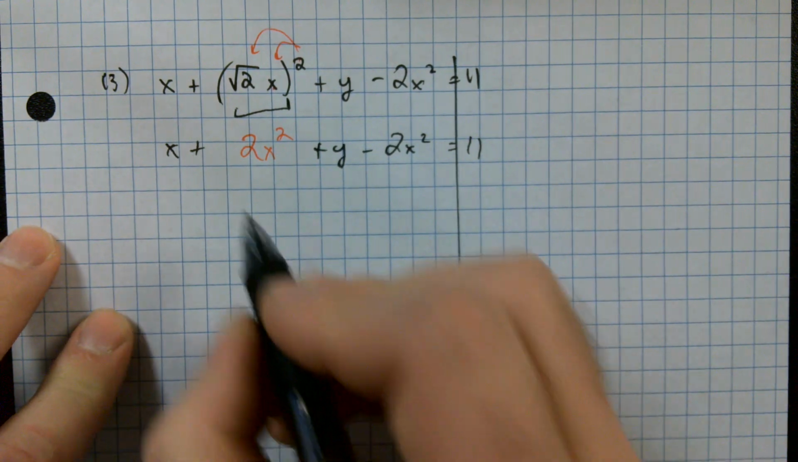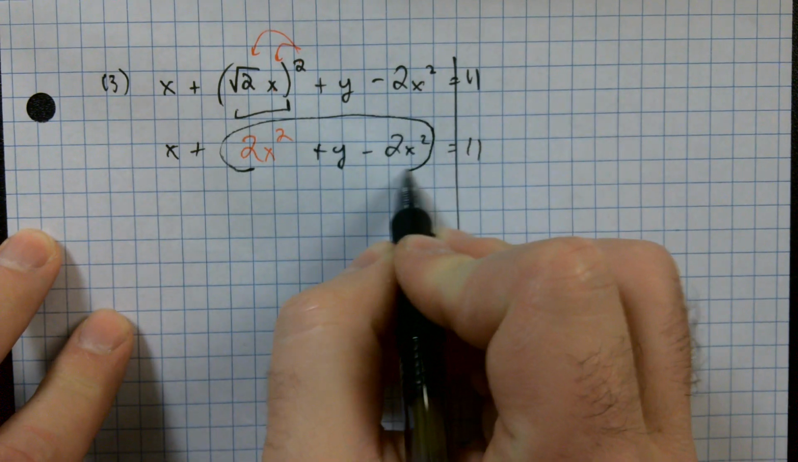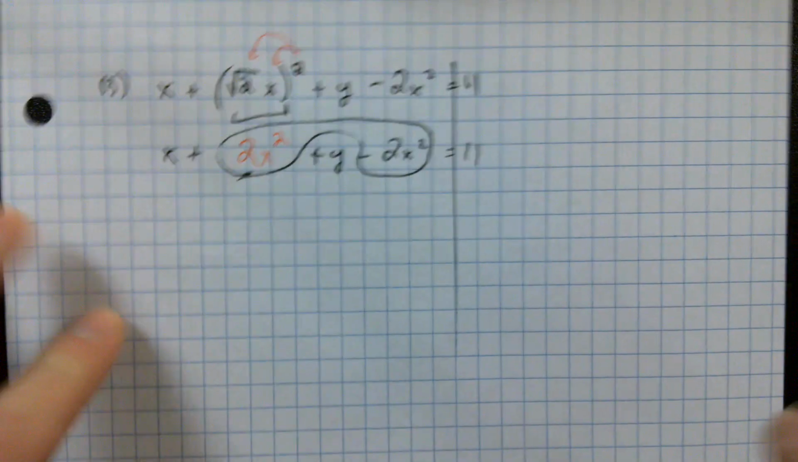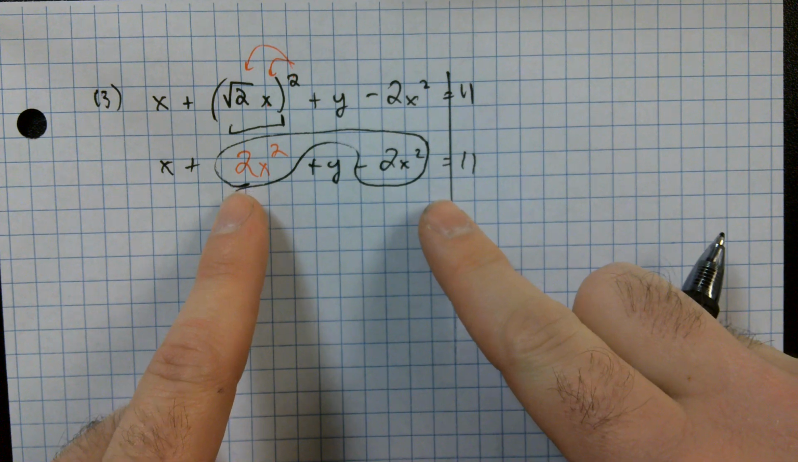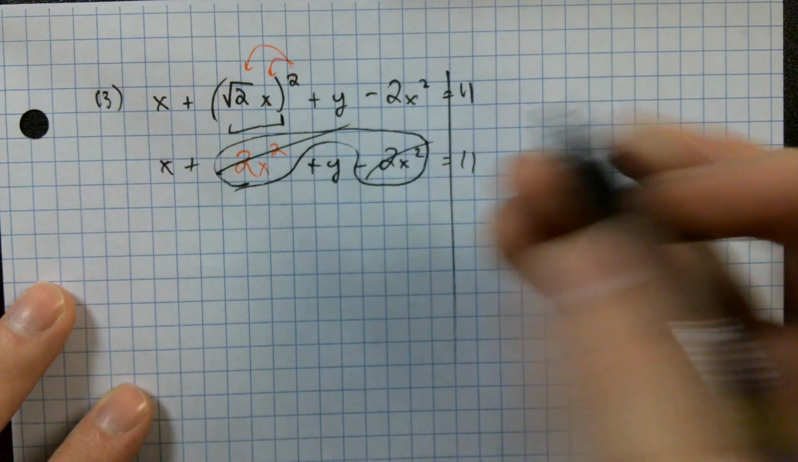2x. Okay. 2x squared and negative 2x squared. What happens to those terms? They cancel out. Look at that. All we had to do is one little step.